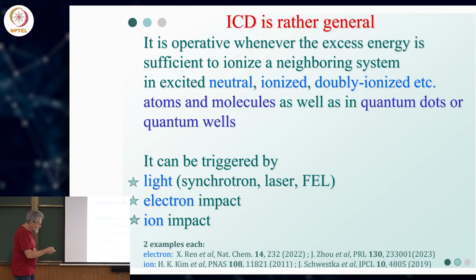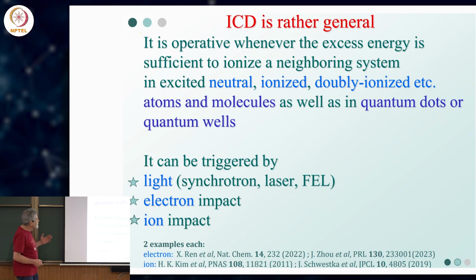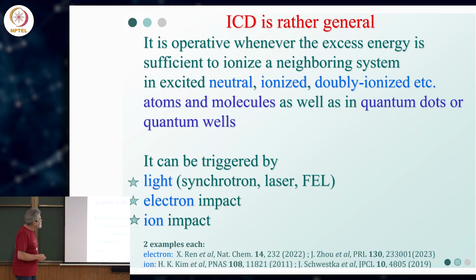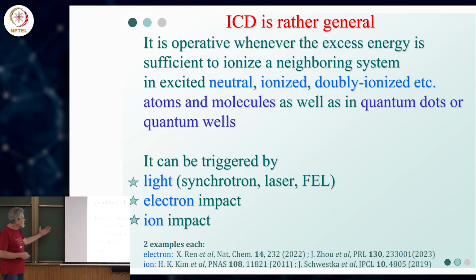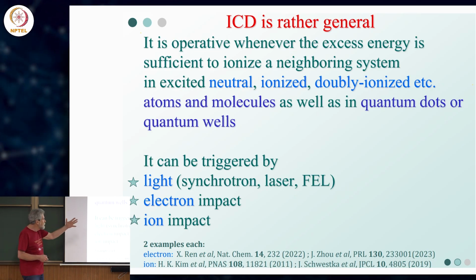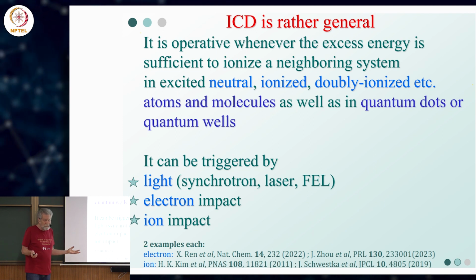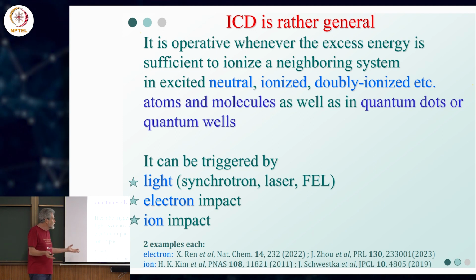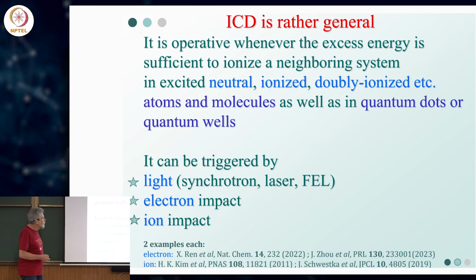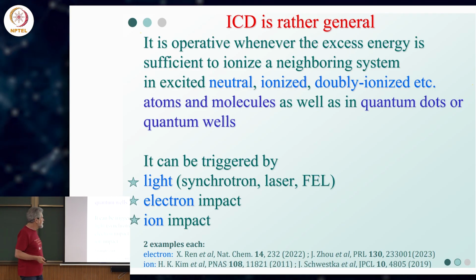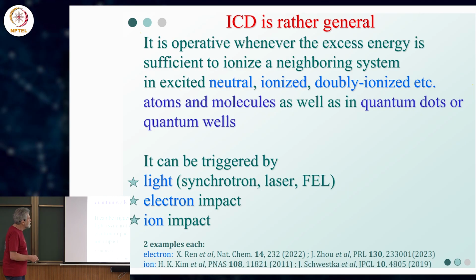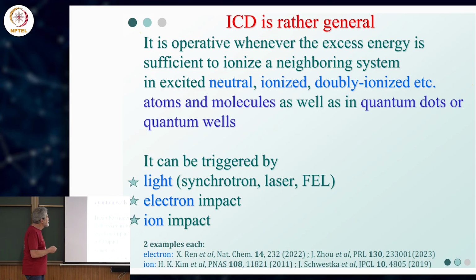Okay, so ICD is rather general. I showed you ions because it's also simpler to make the experiment and to realize everything. But whenever the excess energy of a system is sufficient to ionize a neighboring system, it can be a neutral, ionized, which I showed you, doubly ionized and so on, it will happen. You have an excess of energy and you can calculate the probabilities that it can happen. Of course, it can be competitive with something which is faster, or in many cases, you don't have anything which can be faster, like in the neon or what I showed you, or also partly in the water. And these are experimentally verified.